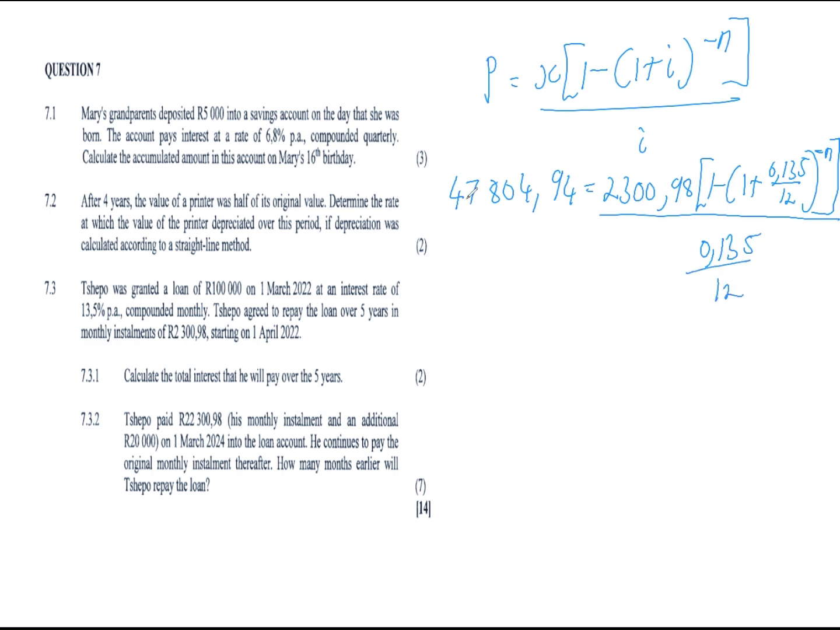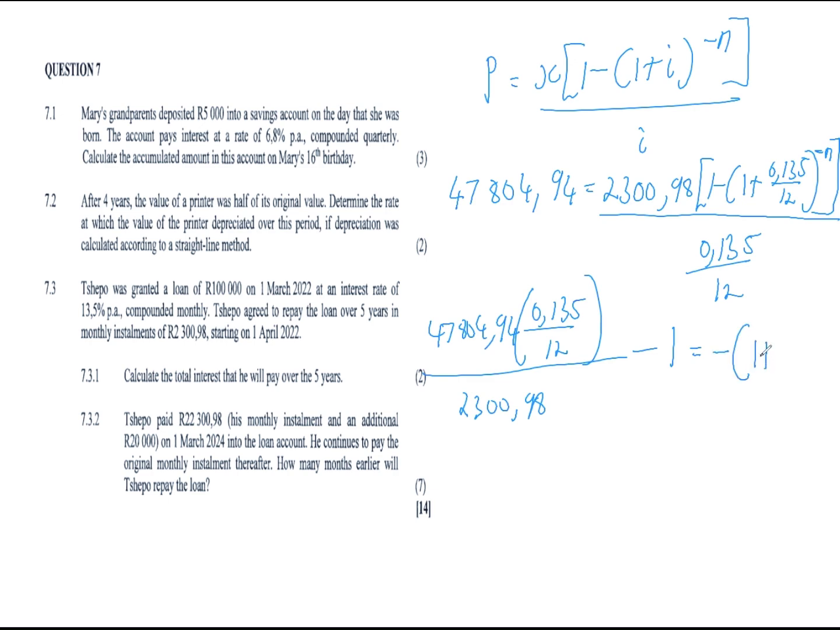135 over 12. Then cross multiply here. So you do your maths here. You just have to sharpen your math skills when it comes to this one. A quicker way to do it is this. Just simply cross multiply this and then divide that. And then take this 1 over to this side. Minus 1 is equal to negative 1 plus 0.135 over 12 to the exponent of negative n, right?